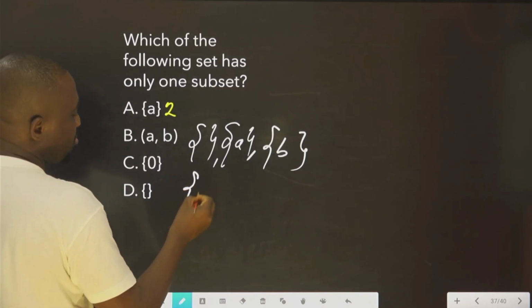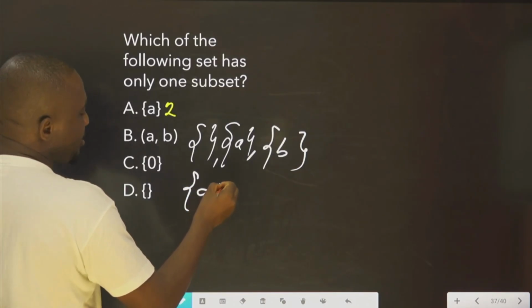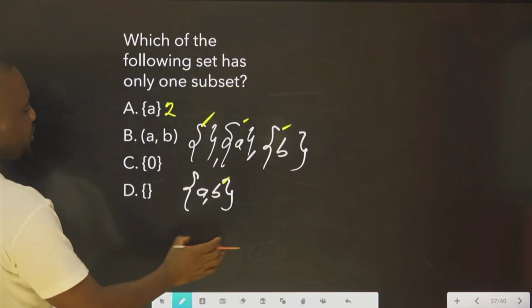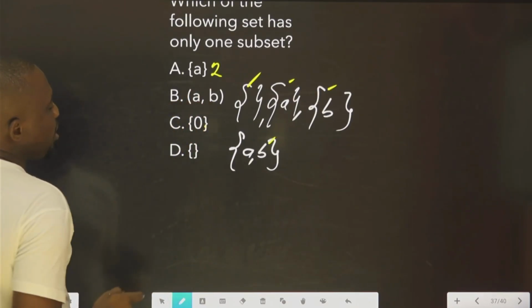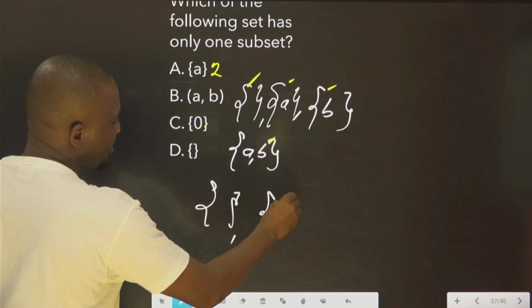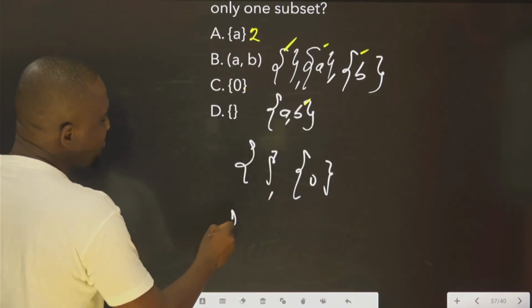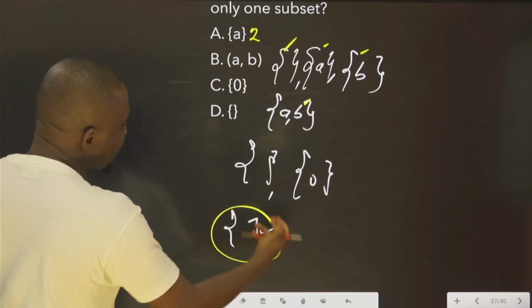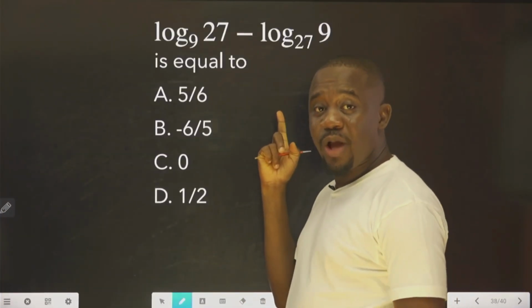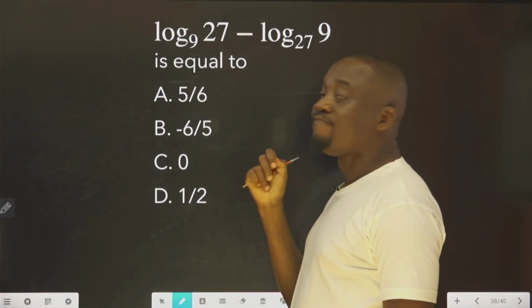Or A and B. 1, 2, 3, 4. All the possibilities. For this one, same. Empty and this. For this guy, it's empty already, so it's only 1. So this is the answer, D. Only 1. Look at this. We are asked to find this.